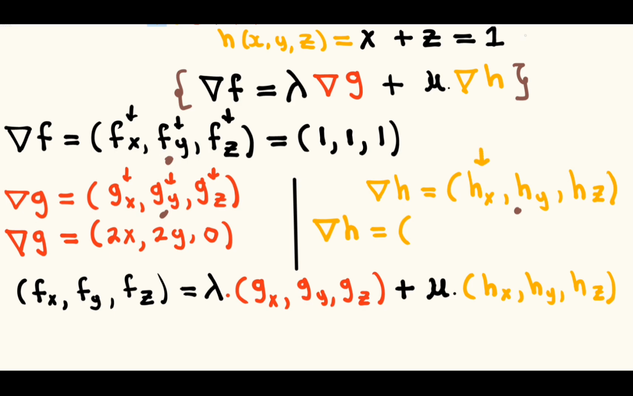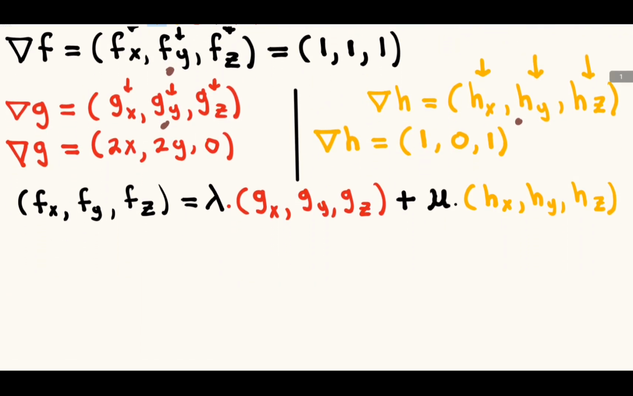On the other side, delta h will be equal to the partial derivative of h with respect to x: the derivative of z will be equal to 0, and the derivative of x will be equal to 1. The partial derivative of h with respect to y: the derivative of x plus z will be equal to 0. And for the partial derivative of h with respect to z: the derivative of x will be equal to 0 and the derivative of z will be equal to 1.